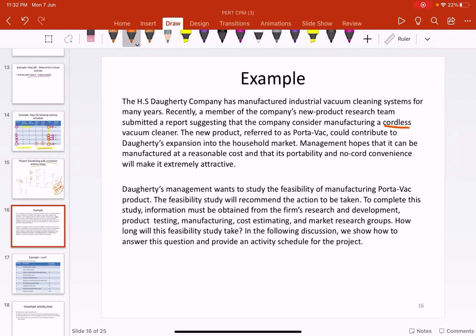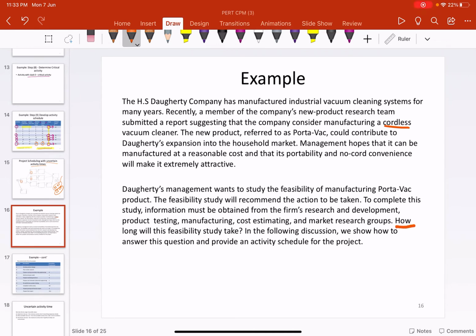Management hopes that it can be manufactured at a reasonable cost and that its portability and no-cord convenience will make it extremely attractive. Doherty management wants to study the feasibility of manufacturing the PERT product. The feasibility study will recommend the action to be taken. To complete this study, information must be obtained from the firm's research and development, product testing, manufacturing, cost estimating, and market research groups.